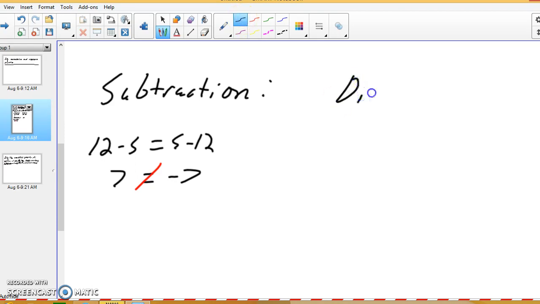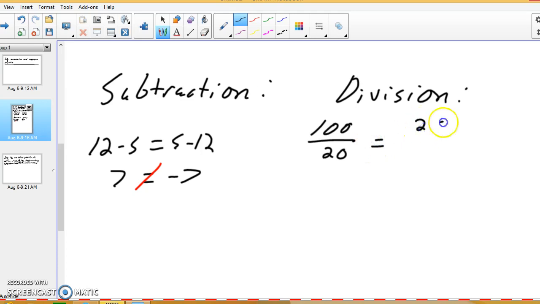What about division? Is this kind of the same idea? The commutative property of division would be, say, 100 divided by 20 would be equal to 20 divided by 100. Well, 100 divided by 20 is equal to 5, but 20 divided by 100 is 1 over 5. Those don't equal each other either, because obviously 5 does not equal 1 over 5. So for this same reason, there is no commutative property of division.